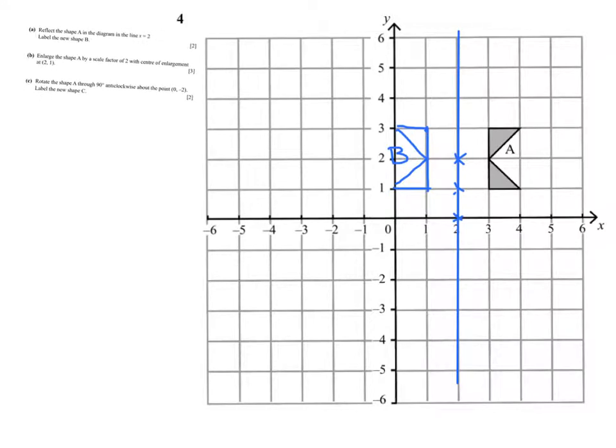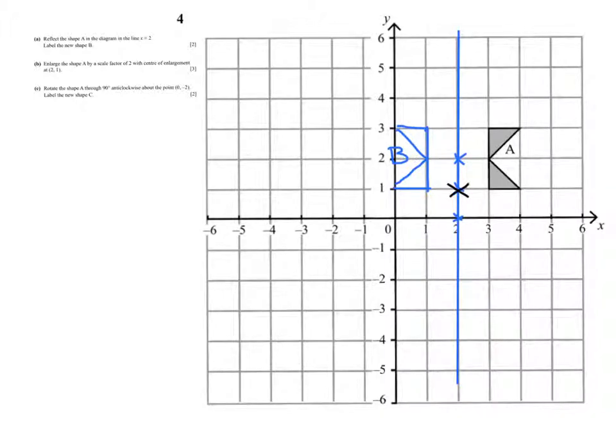with the centre at 2, 1. So the first thing I'm going to do is mark on the centre at 2, 1. Now that tells us that every point must be twice as far away from the centre as it currently is. So if we go to the first point, it's 1 square away, which means our first point will now be 2 squares away.